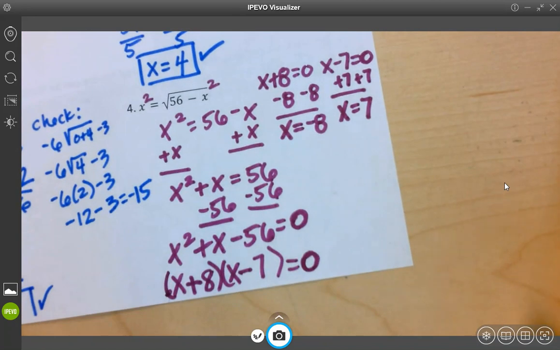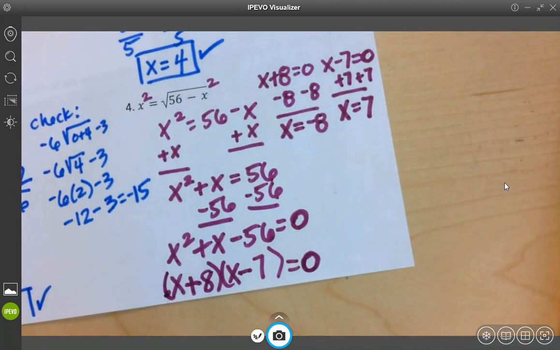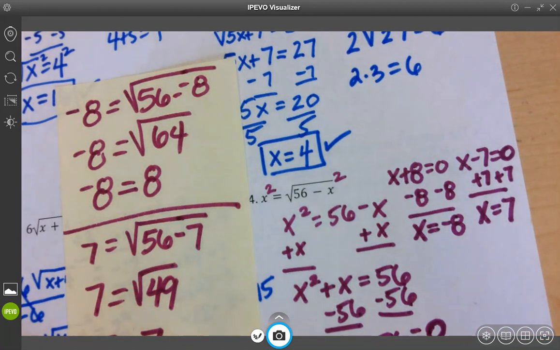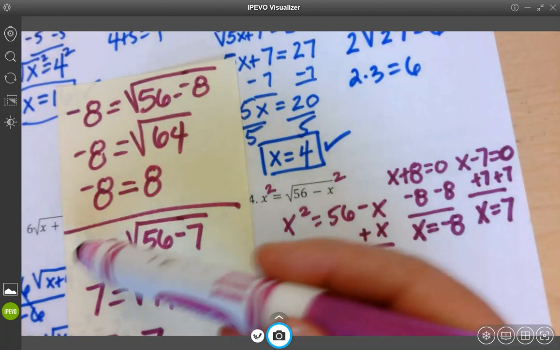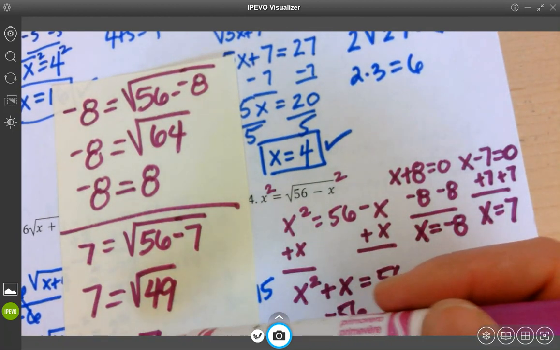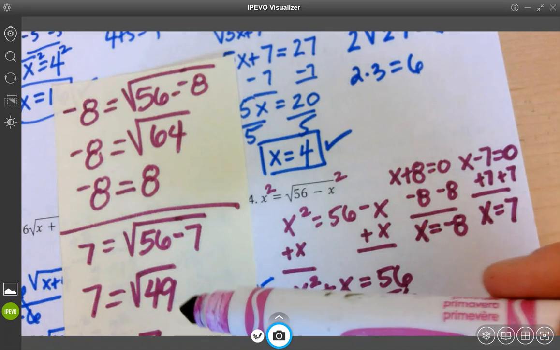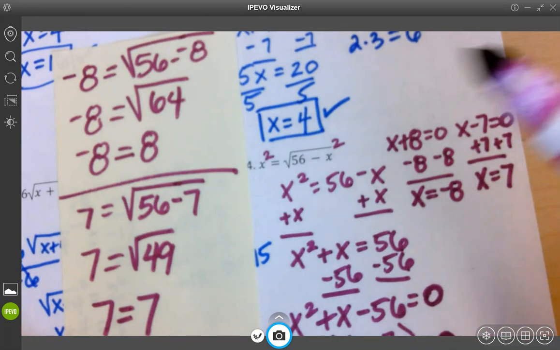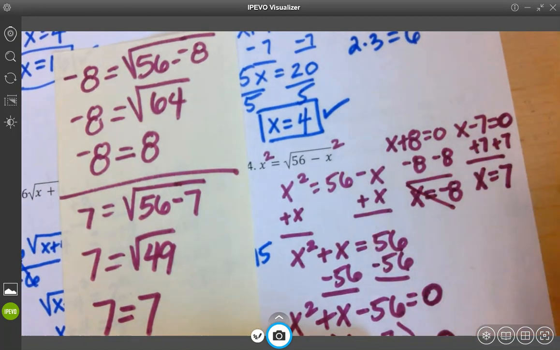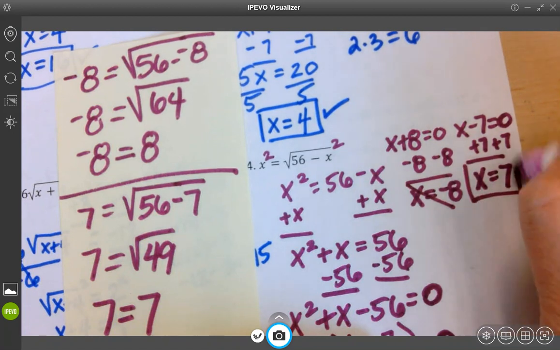All right, so those are the numbers that I got by graphing. However, we're still not done because we have to check them. So -8 was not a solution. When I put in 7, I get 7 equals 7. So that means 7 is a solution because it works. So here, that one is extraneous and it's just the solution.